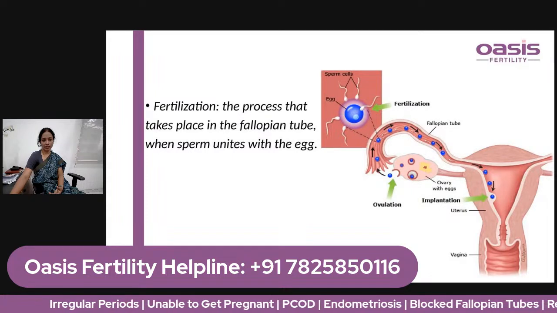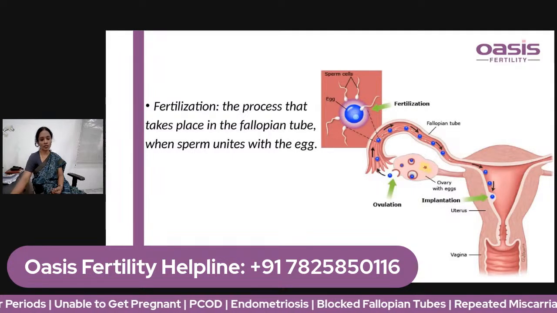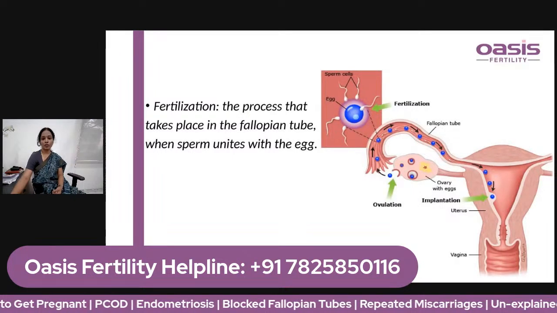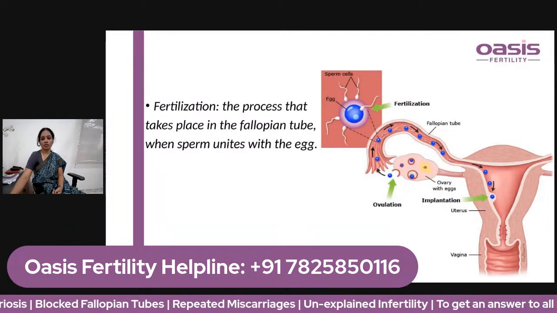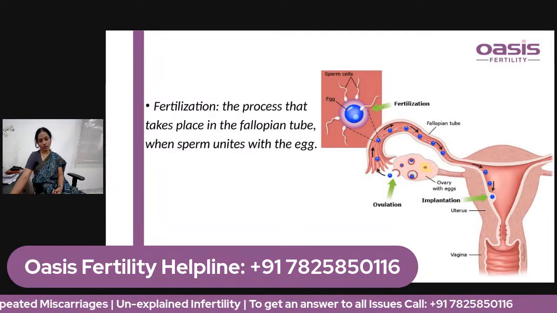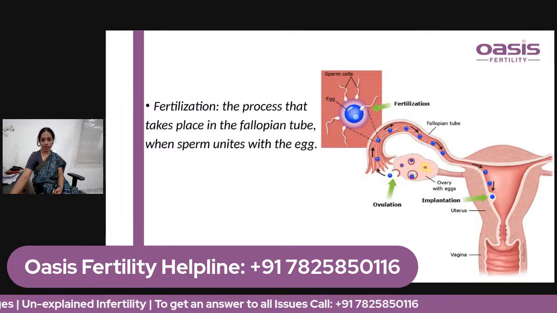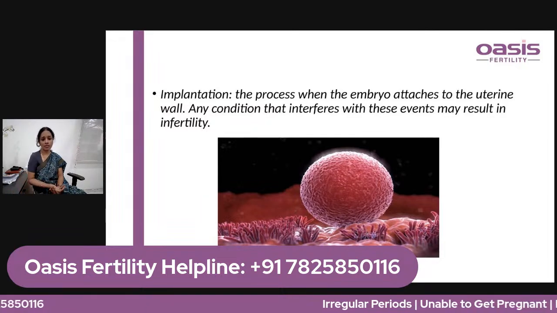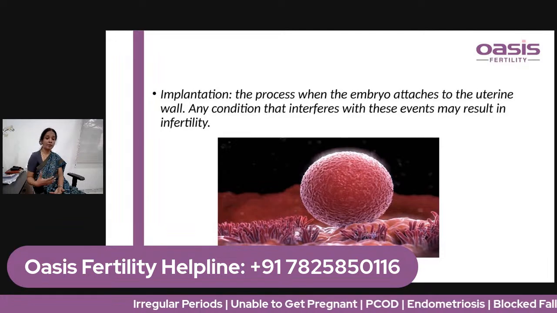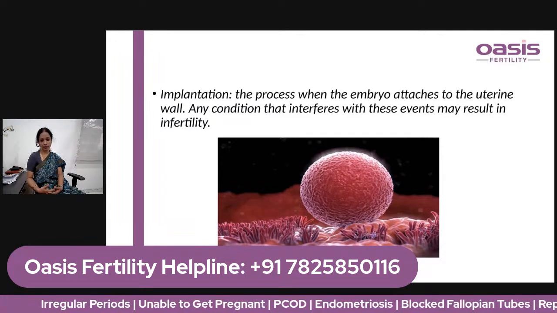So this is the fertilization process, as I explained. It's the process that takes place in the fallopian tube of women, where the sperm unites with the egg. We need only a single sperm cell to enter the oocyte to fertilize it. After the embryo is formed, it reaches the blastocyst stage, which happens on the fifth day after fertilization has taken place.